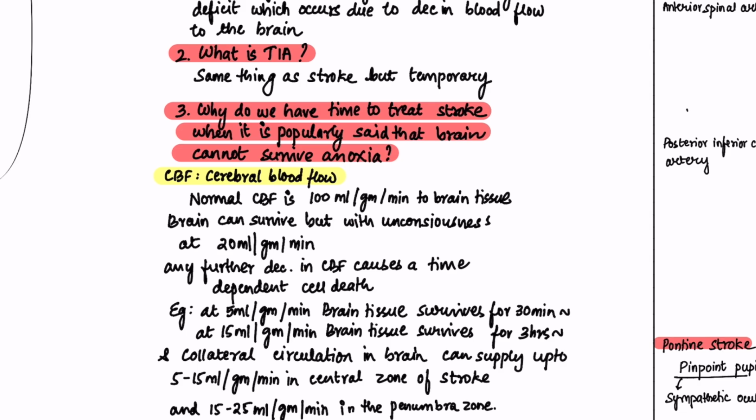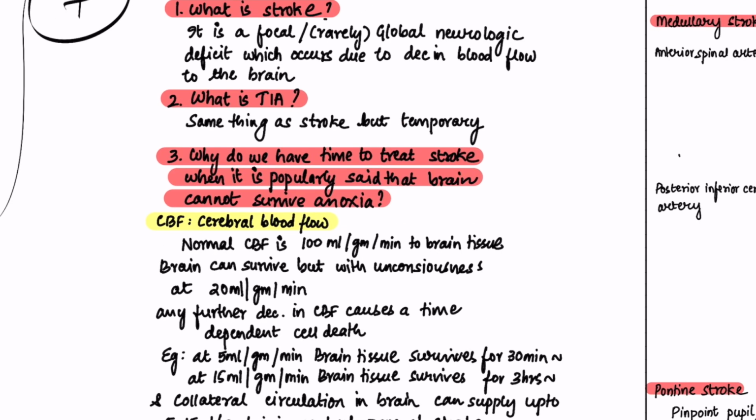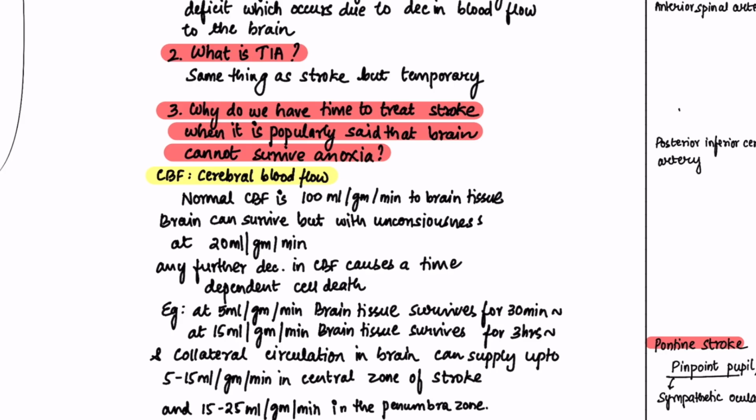The next thing that we need to understand when we talk about stroke is that it is popularly said that brain is a tissue that simply cannot survive anoxia or lack of glucose. But when we talk about stroke, we say a golden period of 4 hours or golden period of 6 hours and all such stuff. So how can the brain survive in the lack of blood? Right. So to answer this, we need to get into a little bit of math, right?